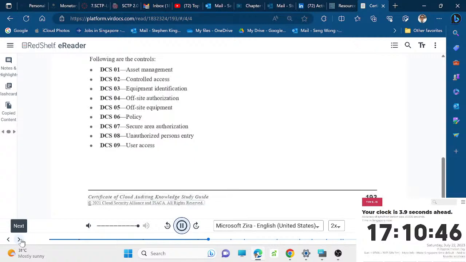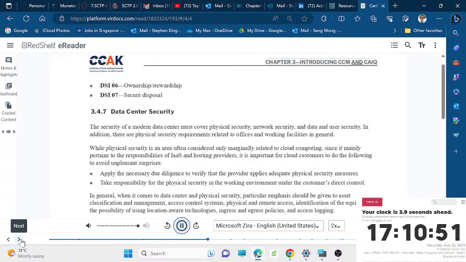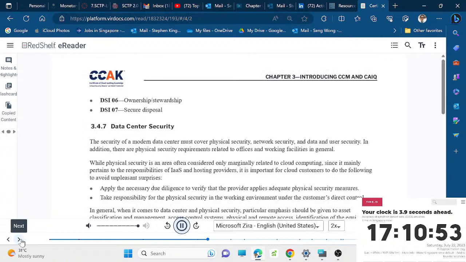Certificate of Cloud Auditing Knowledge Study Guide, Copyright 2021 Cloud Security Alliance and CCAK. All rights reserved. Chapter 3 Introducing CCM and CAIQ. Image with the following description, image for page with label 193.